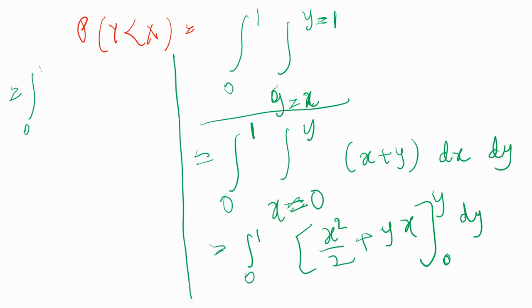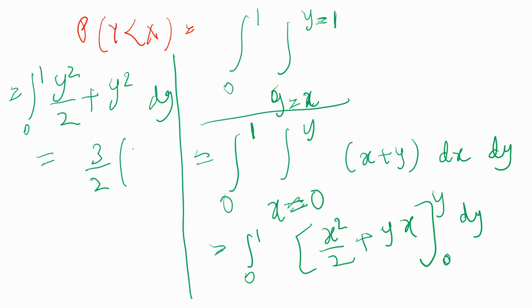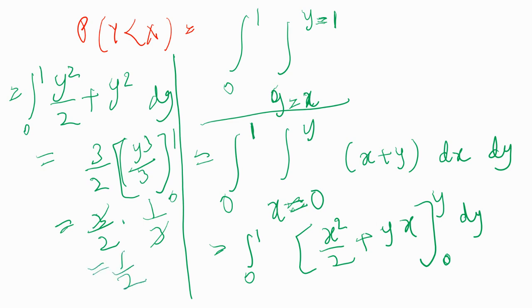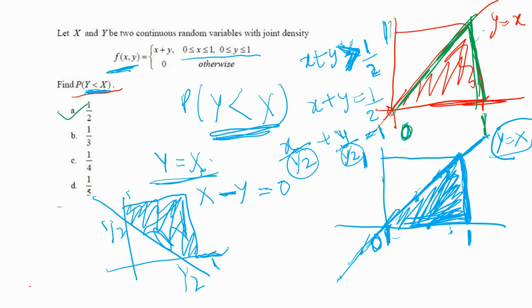So this one will be 0 to 1. X square upon 2 will be y square upon 2 plus y square dy. So it is 3y square upon 2. So 3 by 2 will come out. Y square will be y cube upon 3. This one will be 0 to 1. So 3 by 2 times 1 by 3, the 3 will cancel out. 1 by 2 will be the answer.